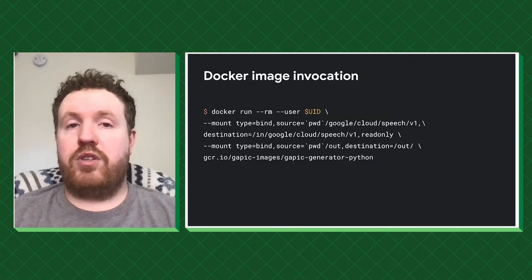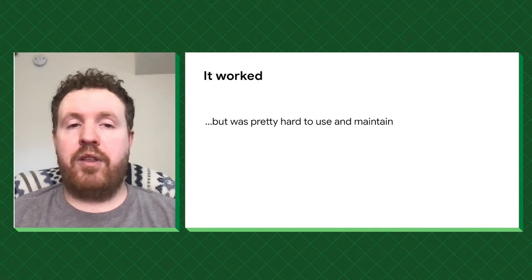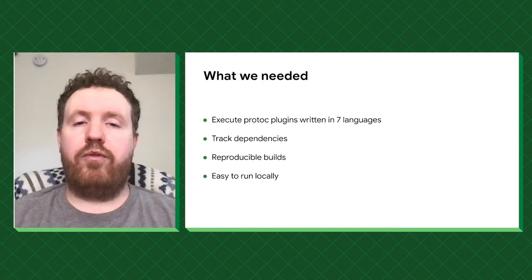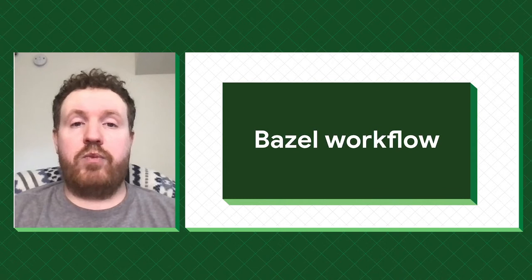So Docker images helped us set up the workflow in 7 languages, but it became obvious that we needed something else. So we realized that we needed a build system that could execute Proto-C plugins that are written in various languages, that could keep track of all the language runtimes and dependencies, could generate reproducible builds, and could be run locally by engineers without a lot of setup. So as you probably guessed, we switched to Bazel.